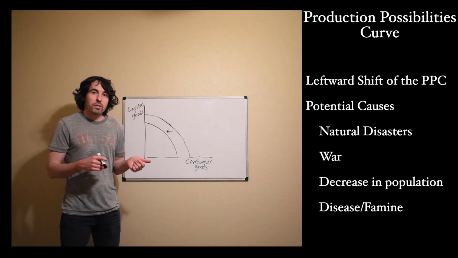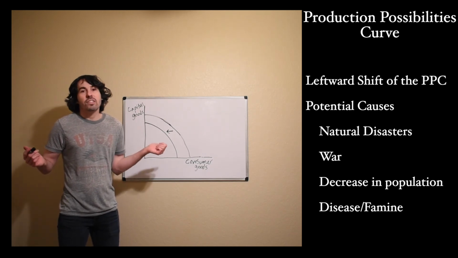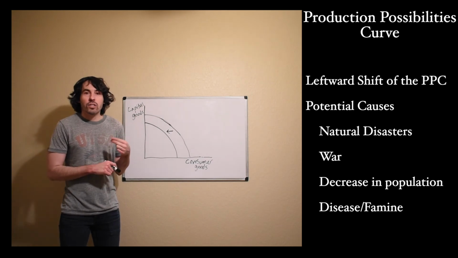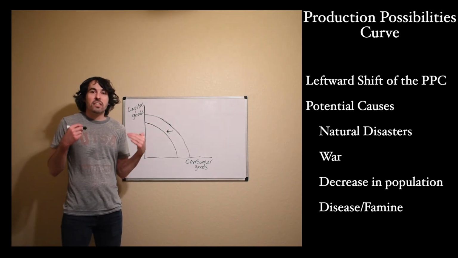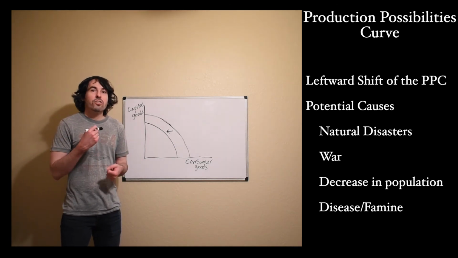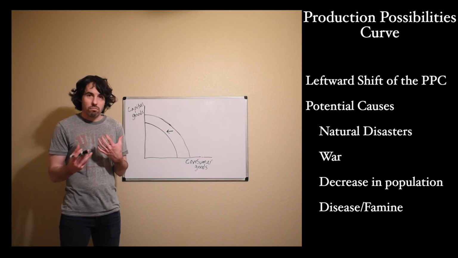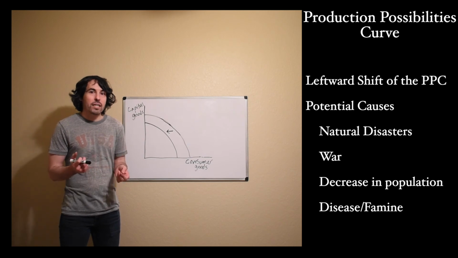Another thing that could cause a production possibility curve to shift inward to the left would be a natural disaster. So if a hurricane hit an area or a country, they would have a shift to the left of their production possibility curve because capital and things like that would probably get destroyed. So you probably wouldn't have as many factories and stuff like that after the natural disaster. And that's not even counting people that might be dying and things like that.